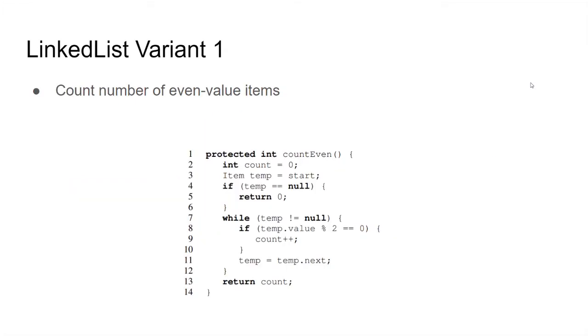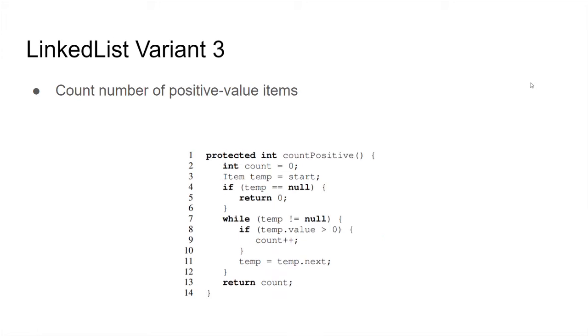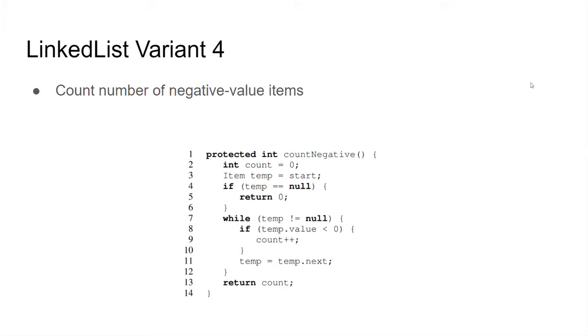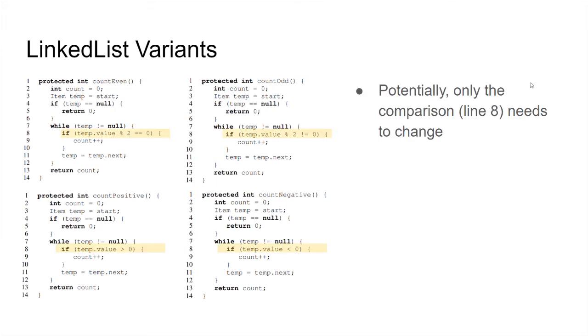Variant 1 is count number of even value items with an example solution found here. Variant 2 is count number of odd value items with the example solution found here. Variant 3 is count number of positive value items with the example solution found here. And variant 4 is count number of negative value items with the example solution found here. If we put all 4 of the example solutions together, we can see that potentially only the comparison on line 8 needs to change.